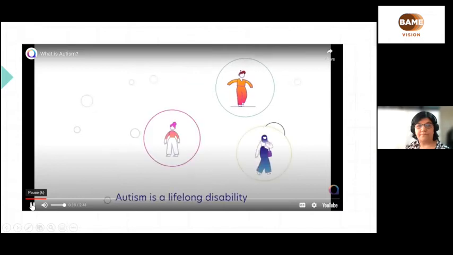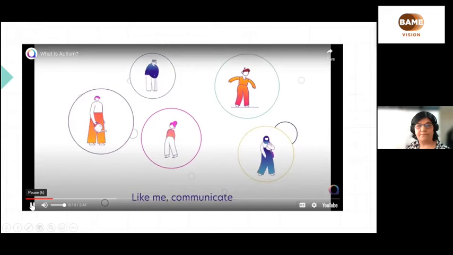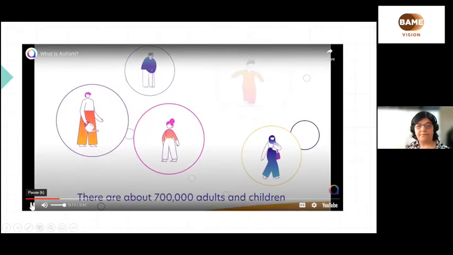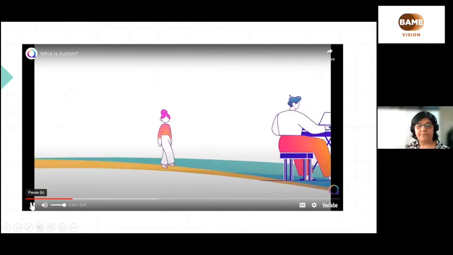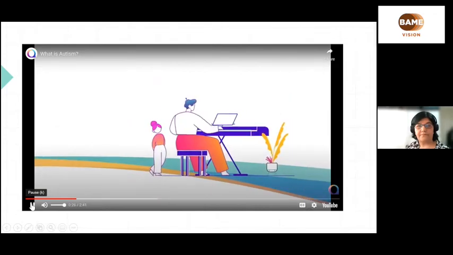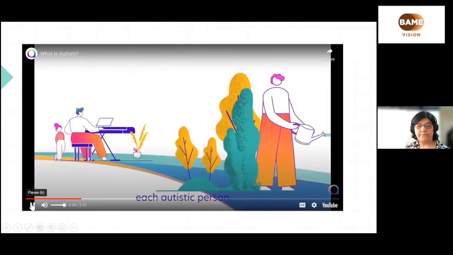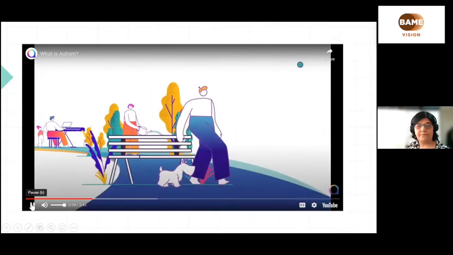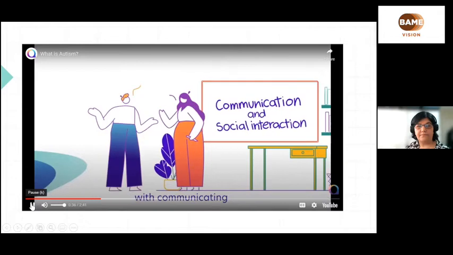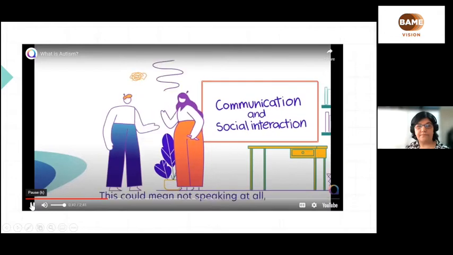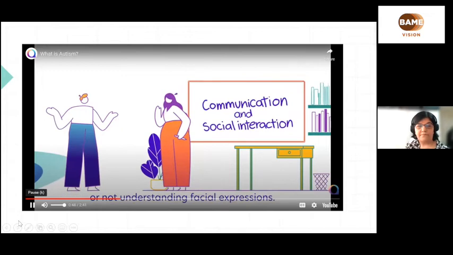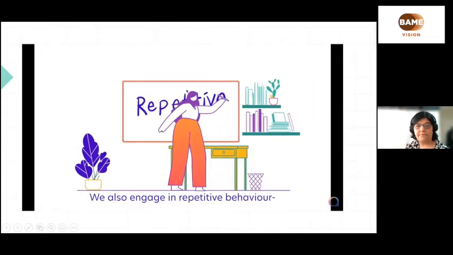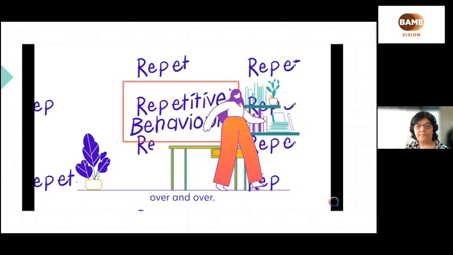Autism is a lifelong disability which affects how people like me interact with the world. There are about 700,000 adults and children on the spectrum. And like everyone, each autistic person has their own strengths and challenges. But all of us have difficulties with communicating and interacting with other people. This could mean not speaking at all, needing longer to process information, or not understanding facial expression. We also engage in repetitive behaviour, doing or thinking the same things over and over. This is sometimes for fun, and sometimes to help deal with our anxiety.